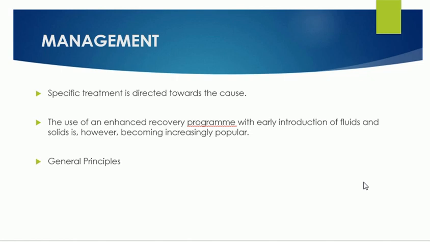Specific treatment. If you talk about the management of paralytic ileus, specific treatment is obviously directed towards the cause of the paralytic ileus. We have seen so many causes which can lead to paralytic ileus. So our specific treatment will be directed towards the underlying cause. Nasogastric tubes are not required routinely after elective intra-abdominal surgery. Paralytic ileus is managed with the use of nasogastric suction and restriction of oral intake until bowel sounds and the passage of flatus return.